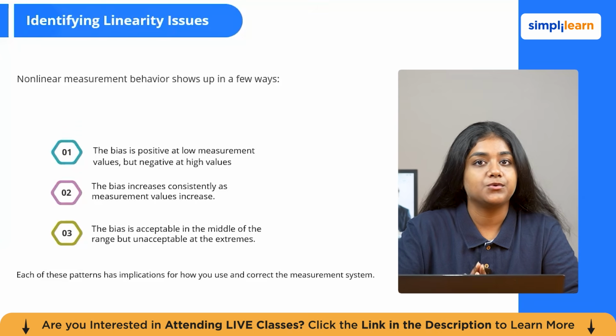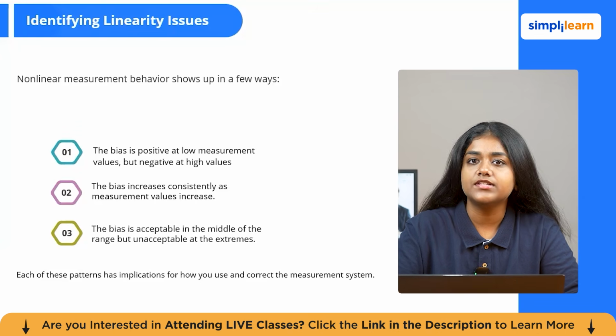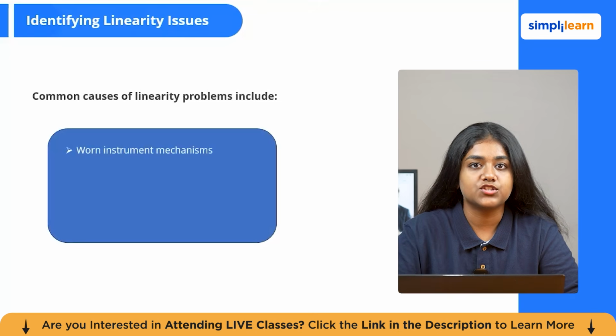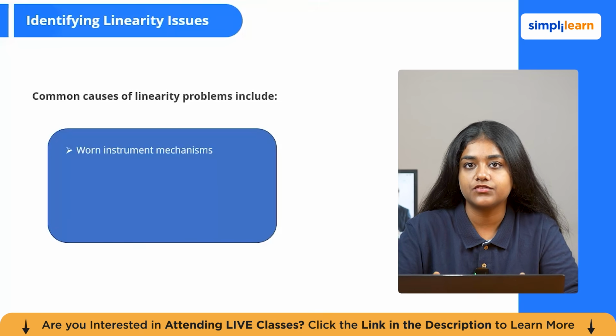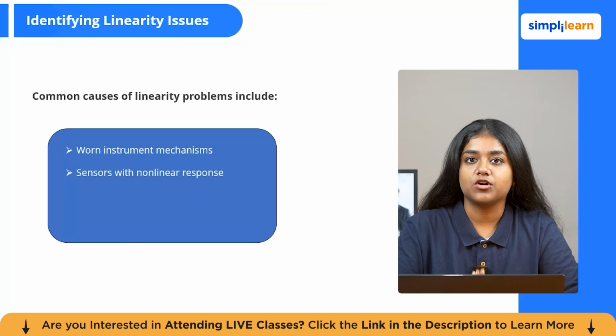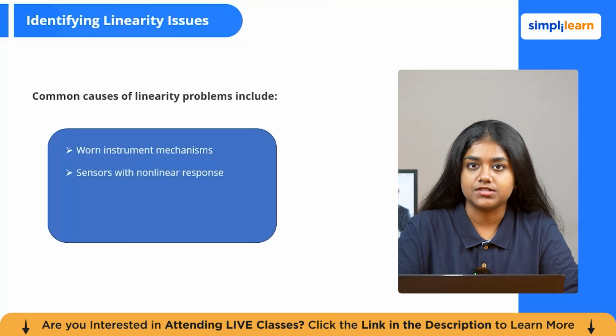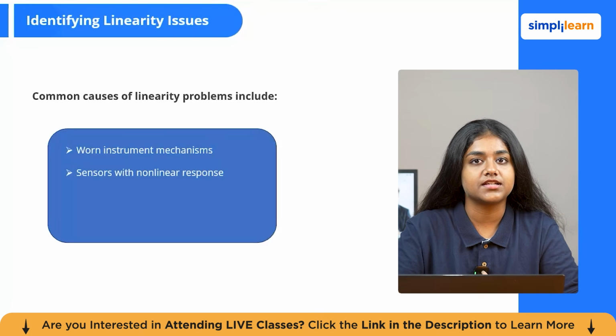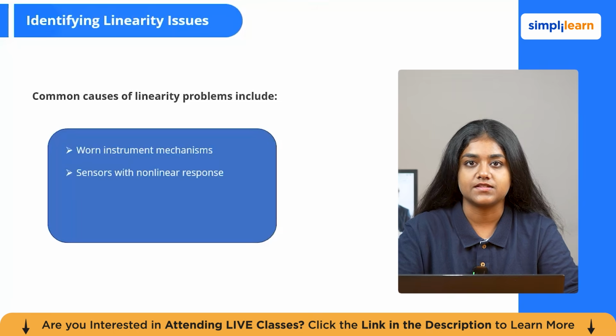Now that we understand how to identify linearity issues, let's understand what the common causes of linearity problems are. First, worn instrument mechanisms. Some gauges wear more at certain parts of their measuring range, especially near the extreme positions. As a result, the gauge may be accurate in the middle of the range, but give biased readings at the low or high end. A sensor should respond consistently as the measured value changes. If the sensor response is nonlinear, the error may increase or decrease across the measurement range. This means the gauge does not behave the same at all sizes.